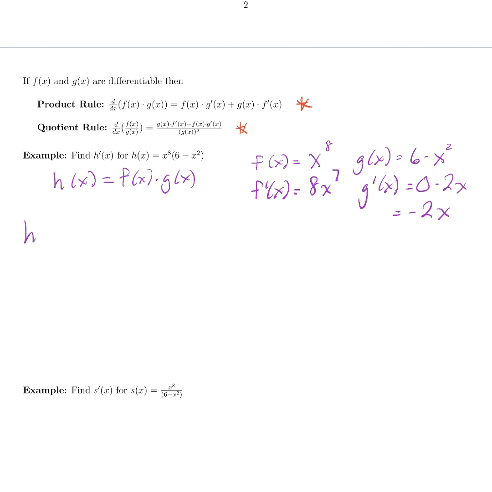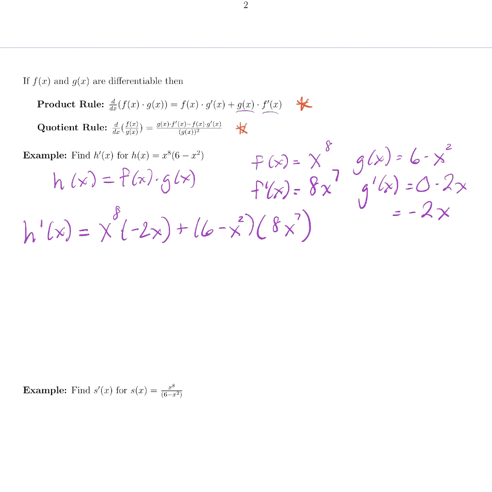Okay, so then h prime will follow the product rule above. It says write down f. So f is x to the 8th. Multiply that by g prime. G prime is negative 2x. Add to that g of x, which is 6 minus x squared. And multiply that by f prime is the last step, which is 8x to the 7th.